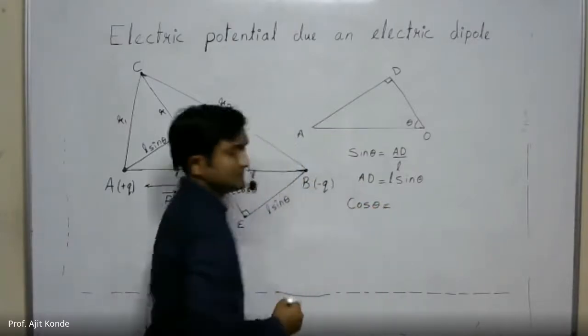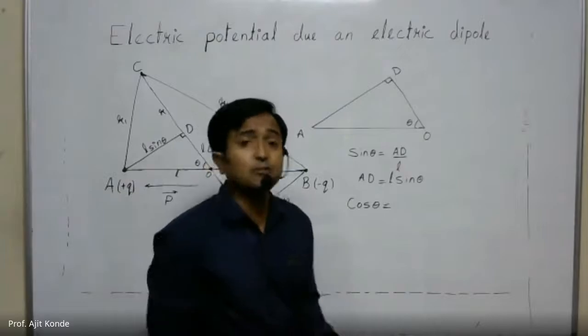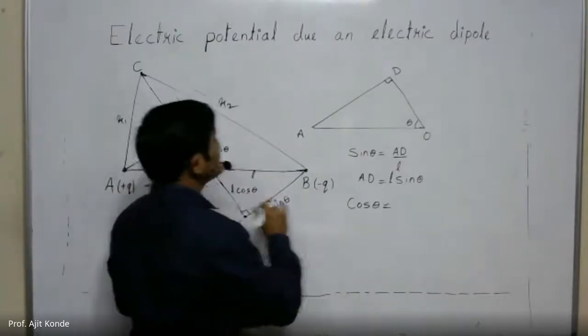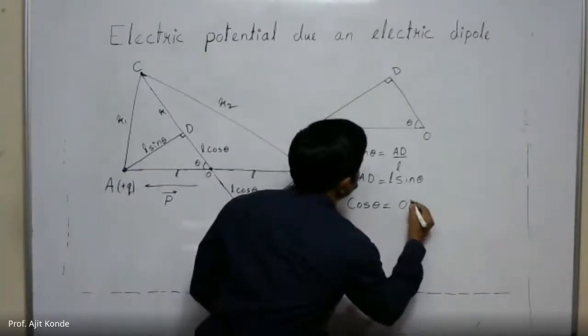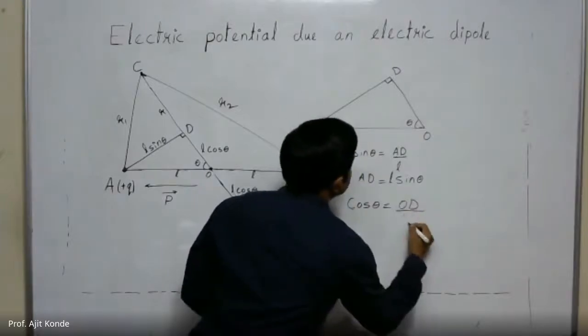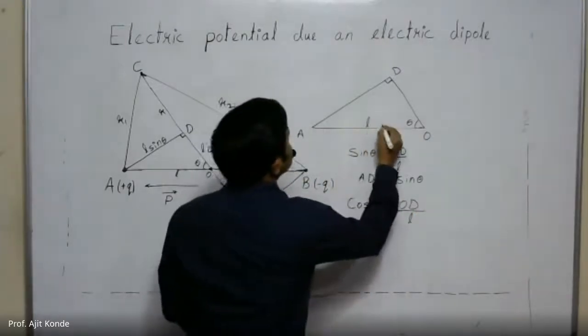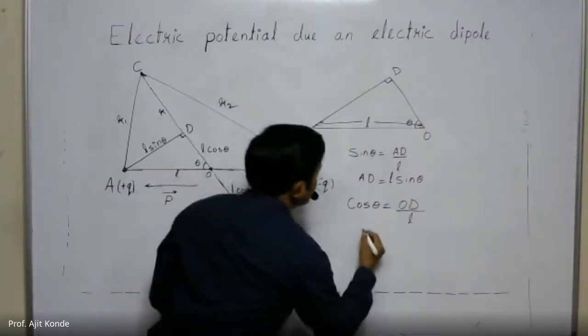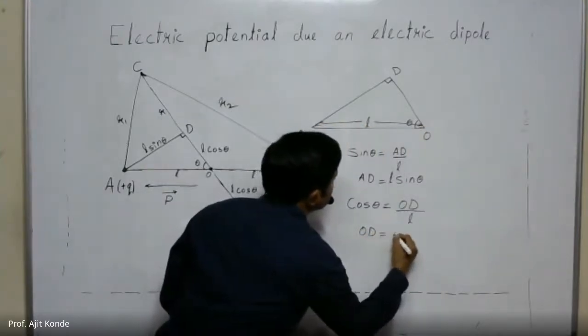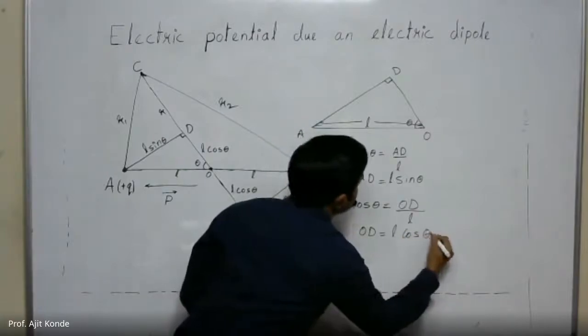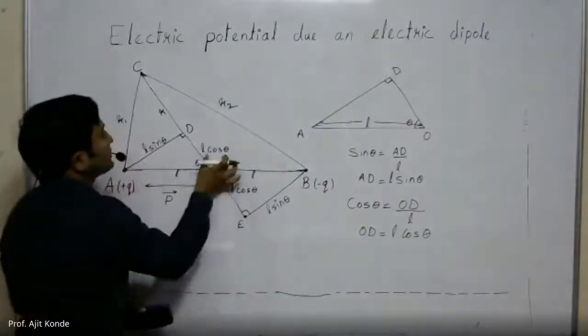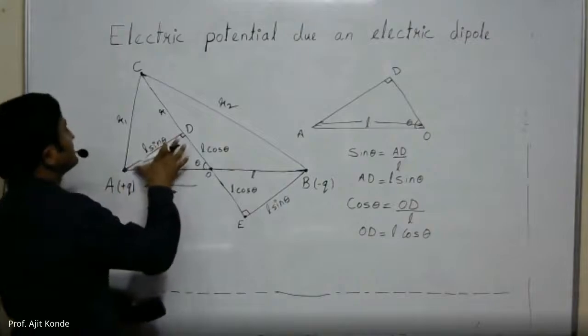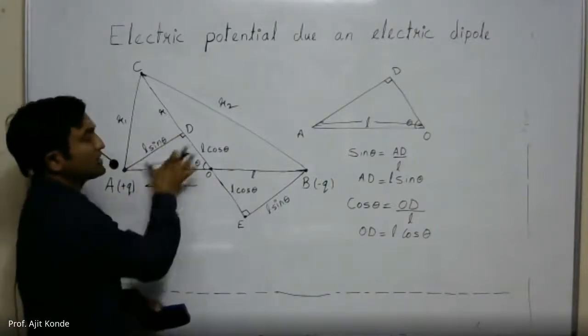Cos theta is, yes, adjacent upon hypotenuse. And what will be the adjacent? OD. OD upon hypotenuse is the same, that is L. This distance is what? Basically L over here up to this point. Then OD can be written as L cos theta. See this, OD is L cos theta and this one is L sin theta. These are what? The components.